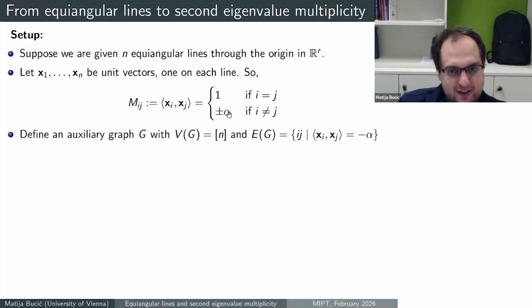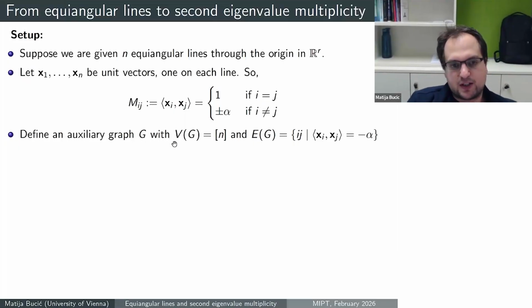So one thing that we don't understand about it is what's happening with the plus and minus alpha. So let's introduce some auxiliary graph G that is going to encode when we get a negative dot product. This is a graph whose vertex set is the lines, and we put an edge between any two lines which give you a negative dot product.